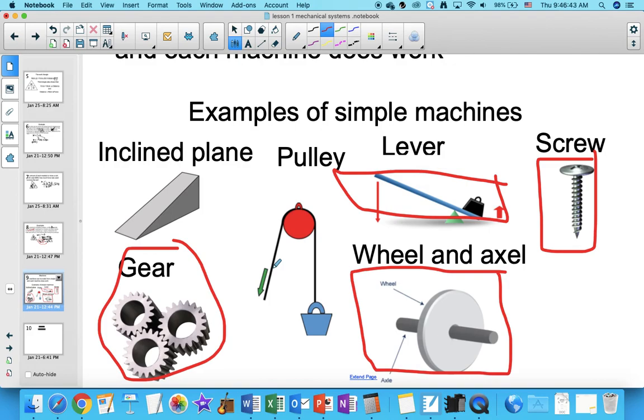And we need to understand how they work to understand how to innovate on them, how to build on them, how to combine them, how to make more advanced machines, how to make machines more efficient, how to make machines use less energy, or at least make us use less energy so that we can do jobs easier.